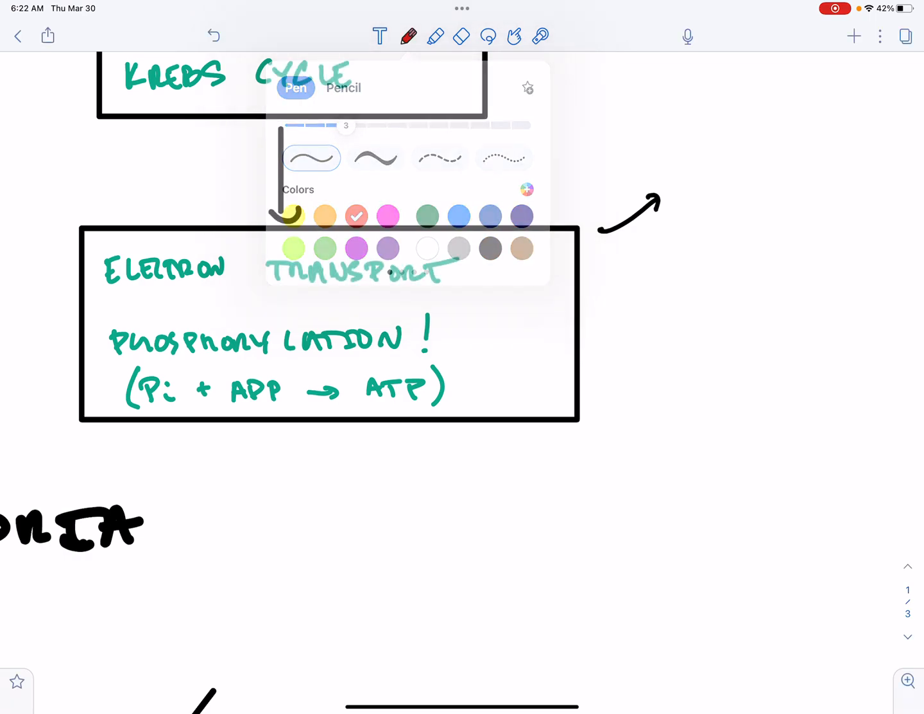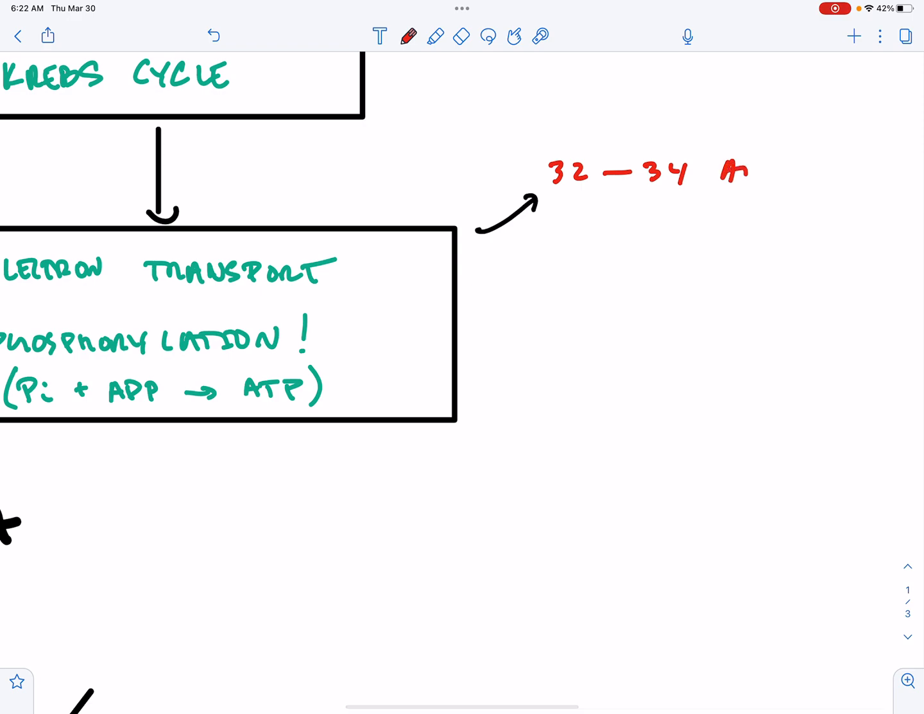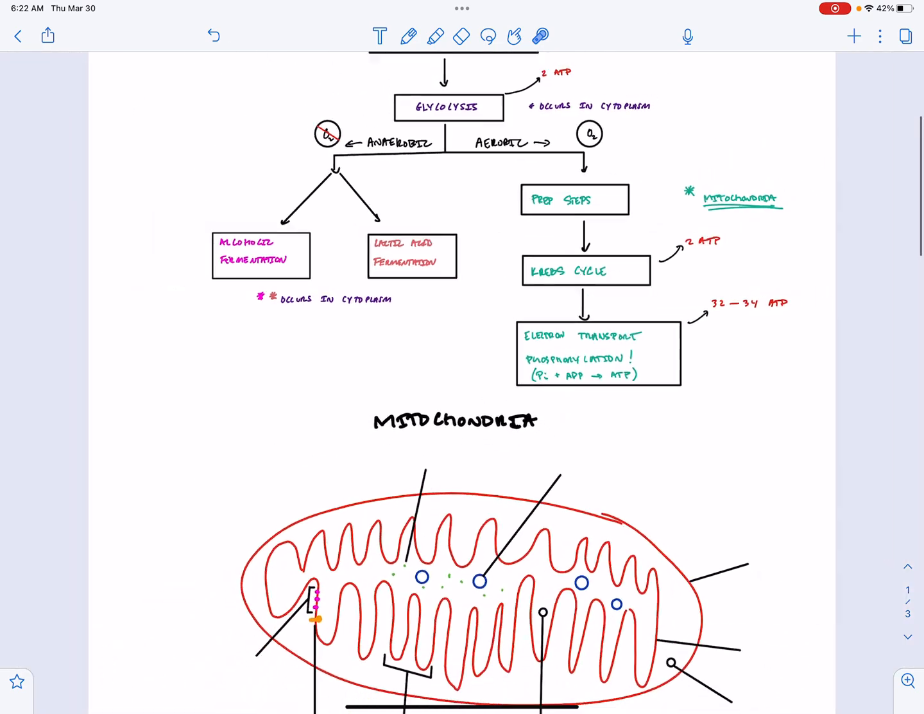And this process creates somewhere between 32 to 34 ATP. And we'll be talking about this discrepancy, why we don't have an exact number here, in a little bit, or later on in this process.